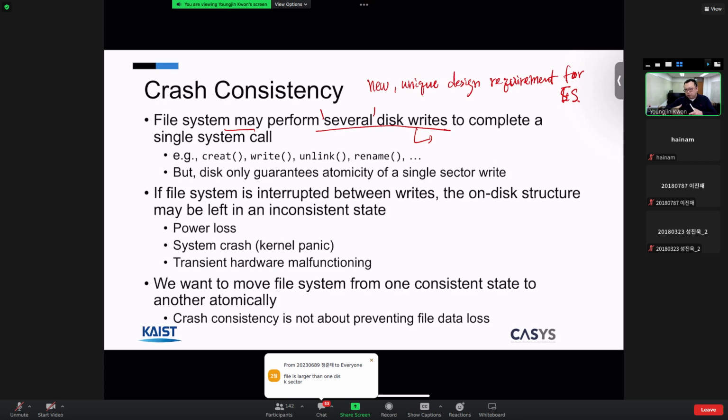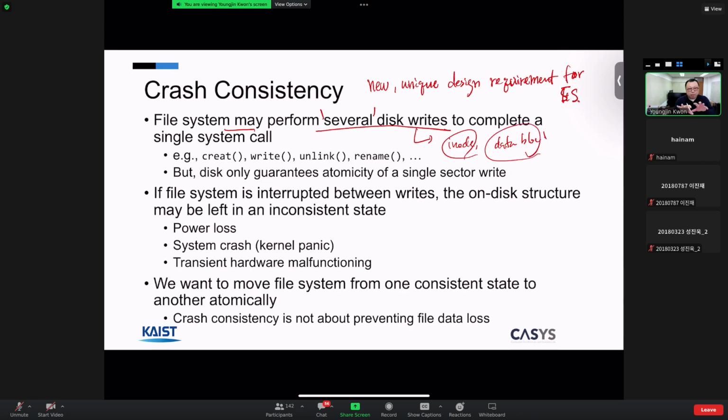Okay, one example is a file larger than one sector. Let's say even if the file is one block, when you complete a system call, you have to perform several disk writes. Do you recall that? Why several, and why more than two? The inode and data block. They are located in separate sectors, therefore it causes several disk writes to happen.